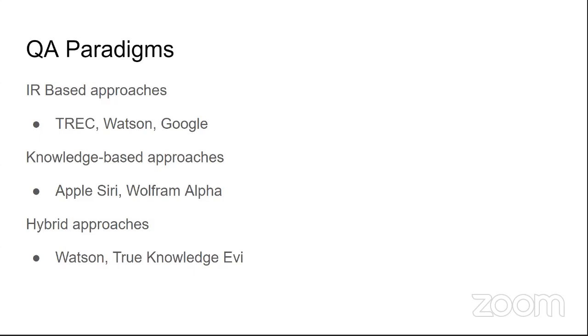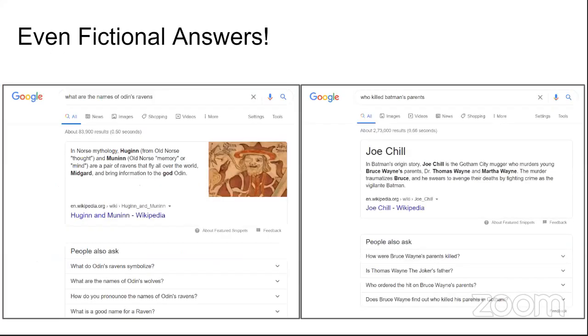And then there are hybrid approaches which use both IR-based and knowledge bases, like Watson nowadays or something called True Knowledge EV. So if you search Google, even for fictional answers, it's going to give it to you, because everything that is there on the internet, they've probably already indexed. So I searched for what are the names of Odin's ravens, and it says that in Norse mythology, which is basically fiction, Hugin and Munin are a pair of ravens. And when I searched for who killed Batman's parents, Batman itself being a fictional character, the answer was right there in front of me, Joe Chill.